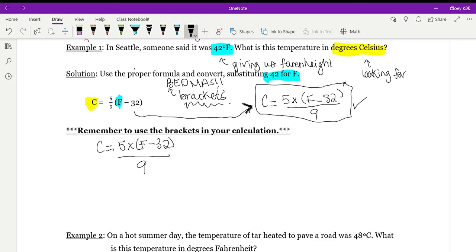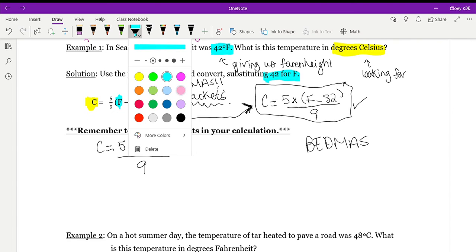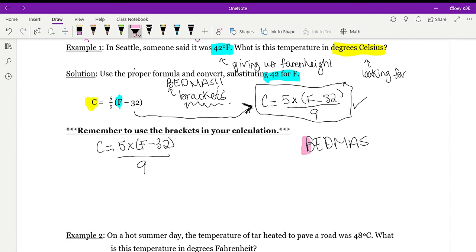Now, I know my brackets are first in BEDMAS, so I need to do this part before all the other parts. These are my brackets, and this is what's in the brackets. So we're just going to make sure that we pay attention to that. But before we do that, we need to substitute in our numbers. So 5 times the value they've given us for F, or degrees Fahrenheit, is 42 minus 32, and then this whole thing divided by 9.